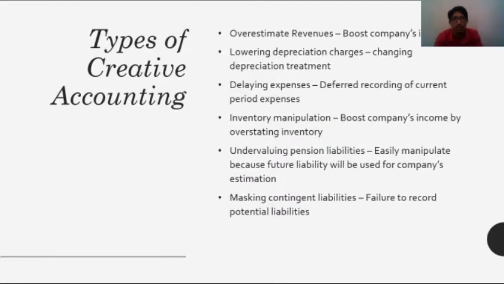So this is type of creative accounting. There have been several creative accounting types, such as overestimate revenue. The purpose of overestimate revenue is to boost company's income. And then lowering depreciation charges by changing depreciation treatment.